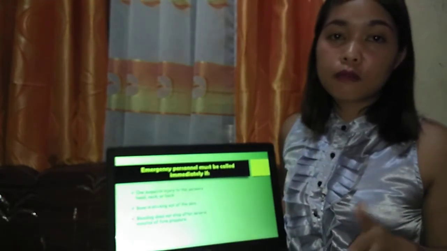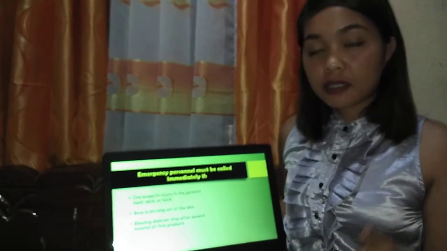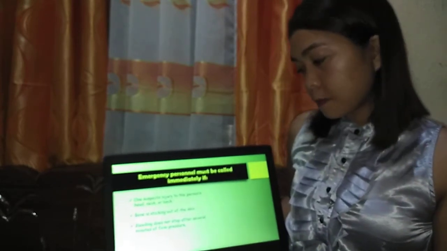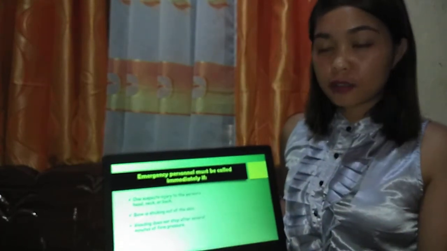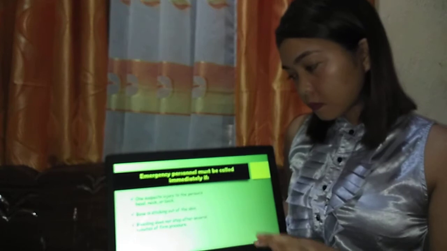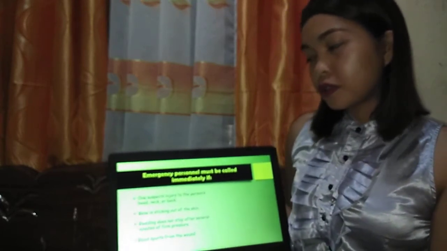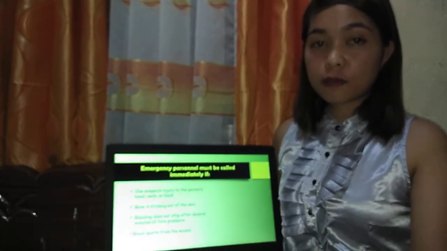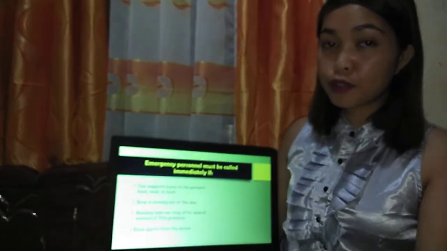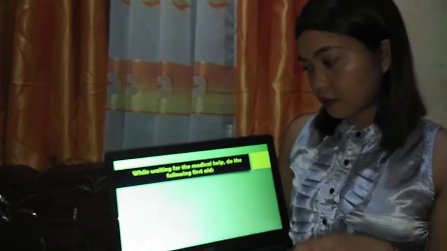Hindi tumitigil yung pagdudugo kahit meron na siyang bandage, tapos nalapatan natin, ilang minuto na nating nalapatan, hindi pa rin tumigil yung pagdudugo. And number 4, blood spurts from the wound. Ayun, sumisirit yung dugo dun sa sugat. Kailangan na nating tumawag ng mga emergency personnel kapag na-encounter natin yung mga ganitong pagkakataon.